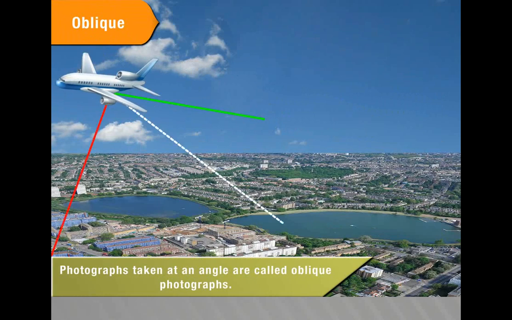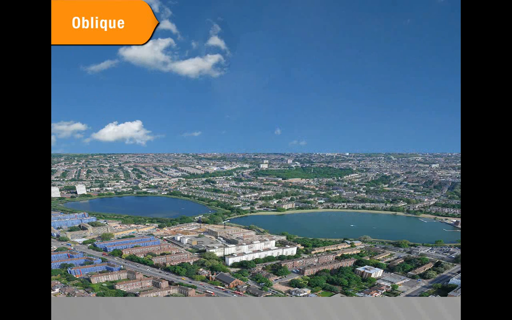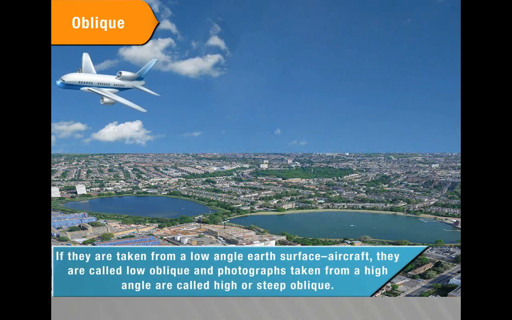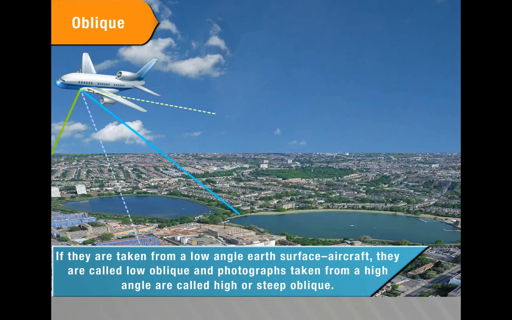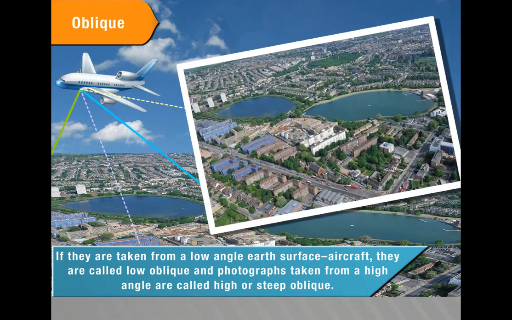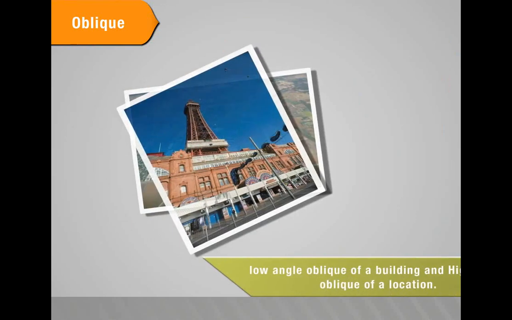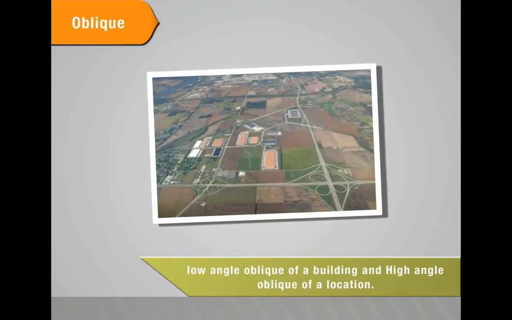Photographs taken at an angle are called oblique photographs. If they are taken from a low angle to the Earth's surface, they are called low oblique, and photographs taken from a high angle are called high or steep oblique. Low-angle oblique of a building and high-angle oblique of a location.